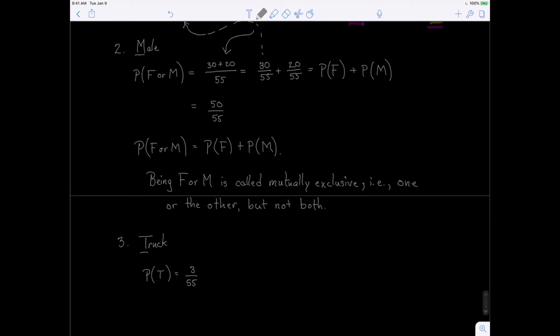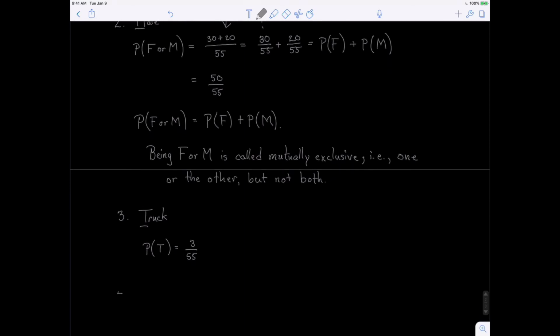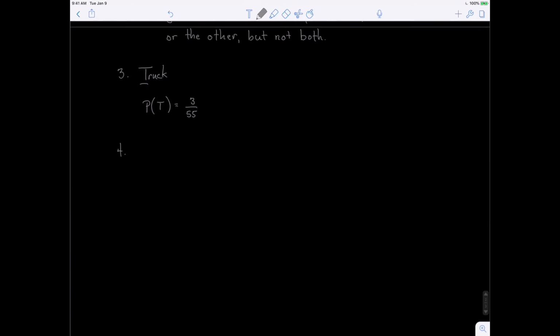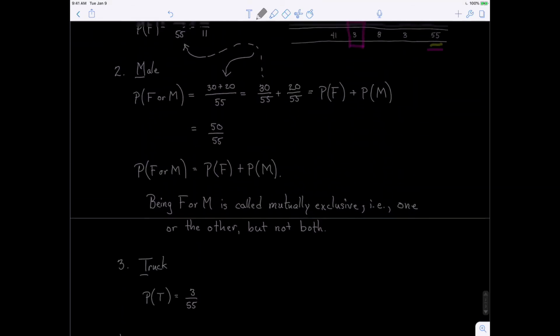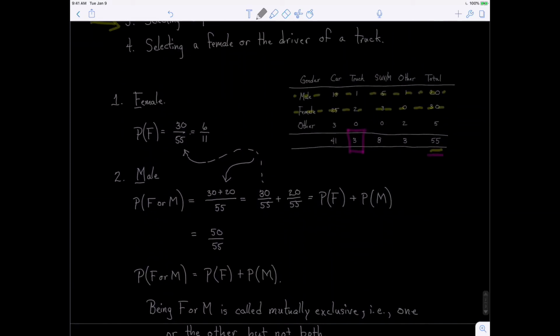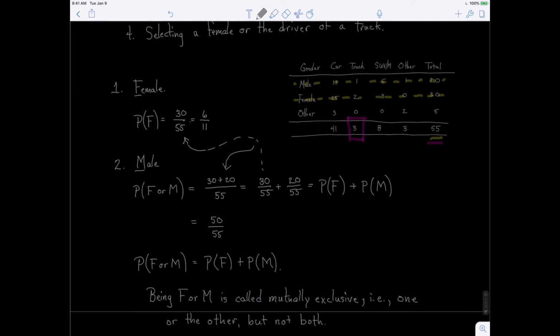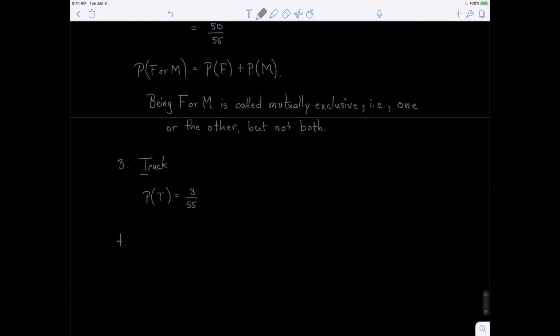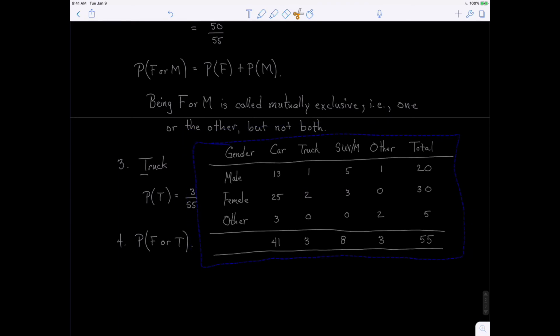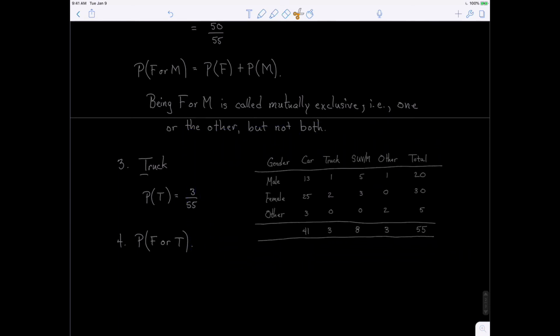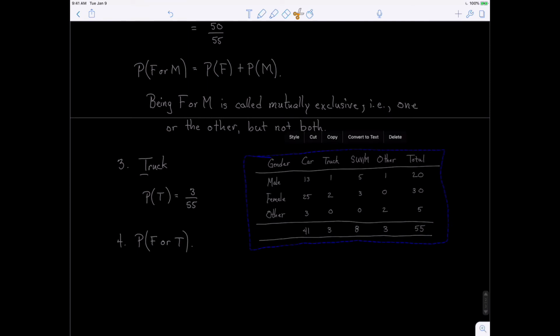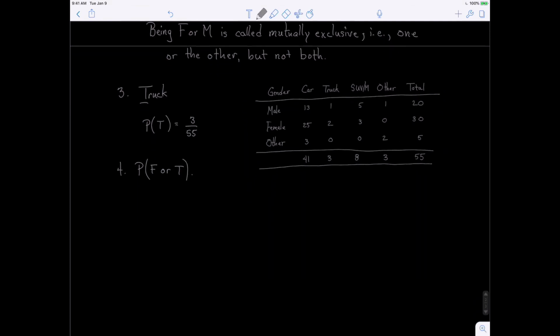Now, we have one more problem, and let's come down here. I'm going to write that here, and I'm also going to bring down our table. So let's bring down problem number 4, which says selecting a female or the driver of a truck. So what we want now is the probability of a female or someone that drives a truck. That's what we want. Now, I'm going to come down here and let's put our table back in. We'll just shrink it down to fit. There we go. Now let's tackle this problem.